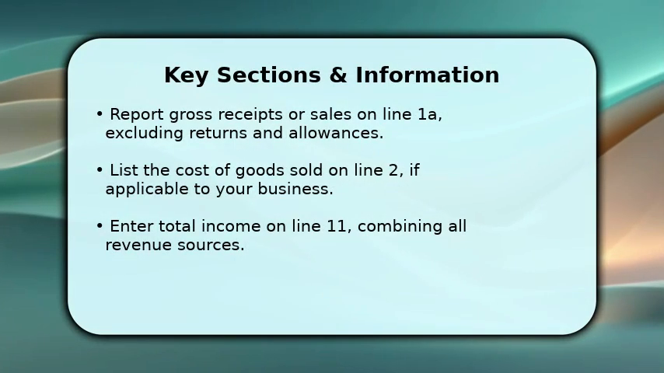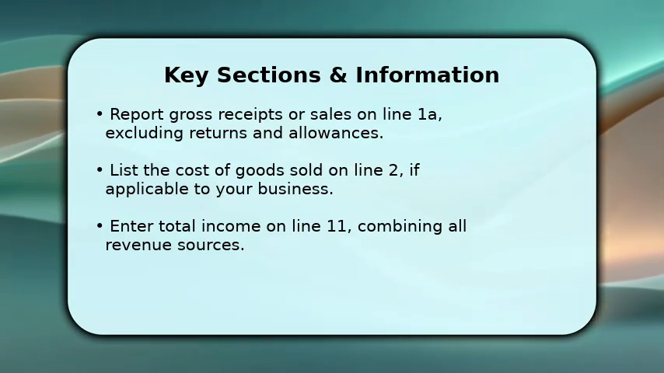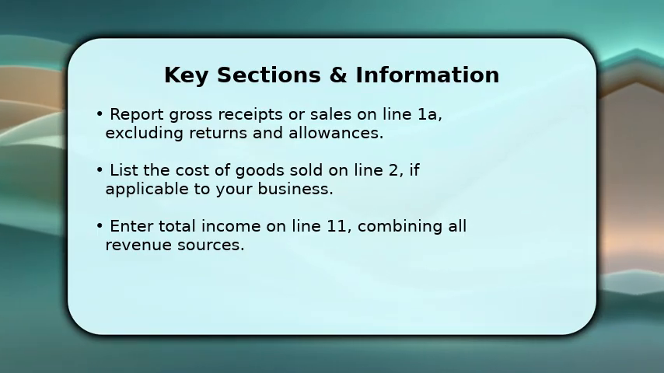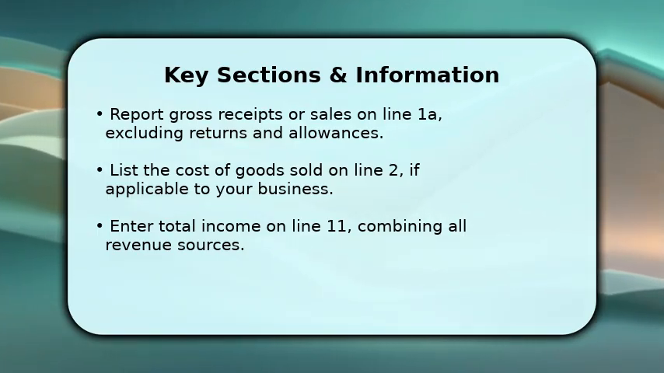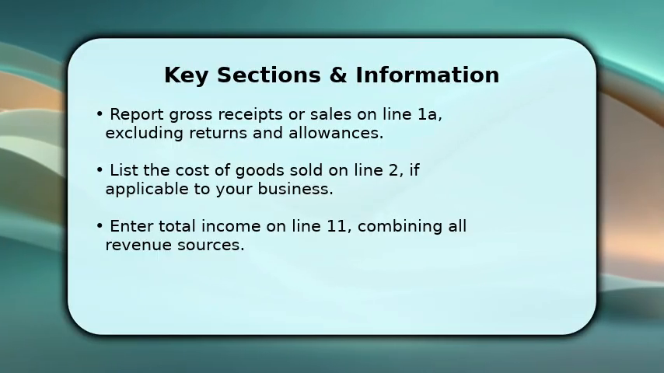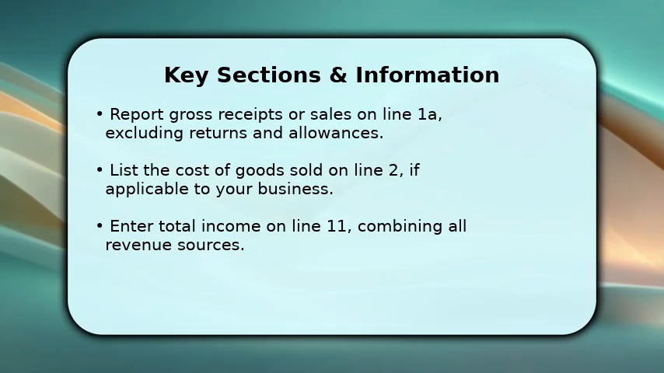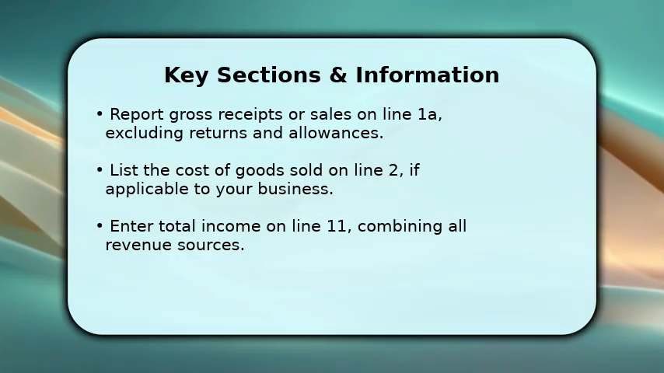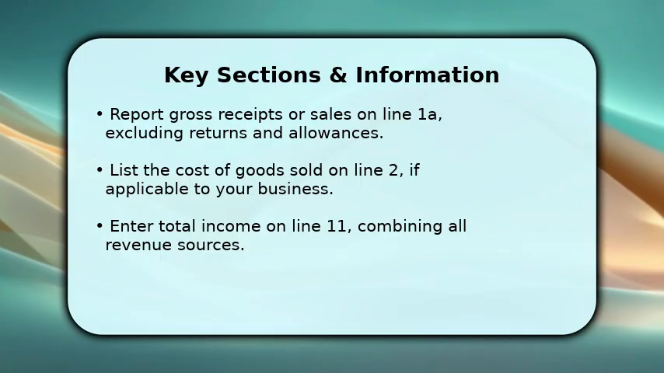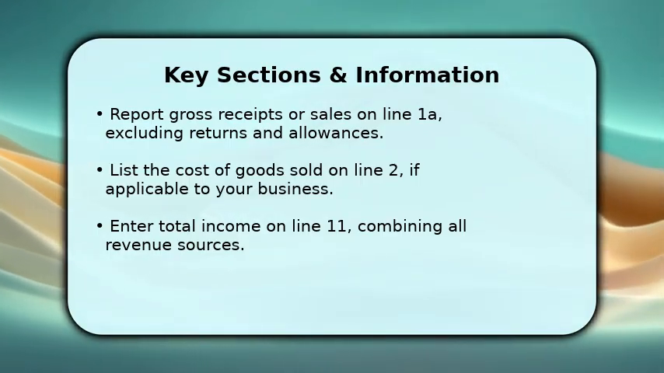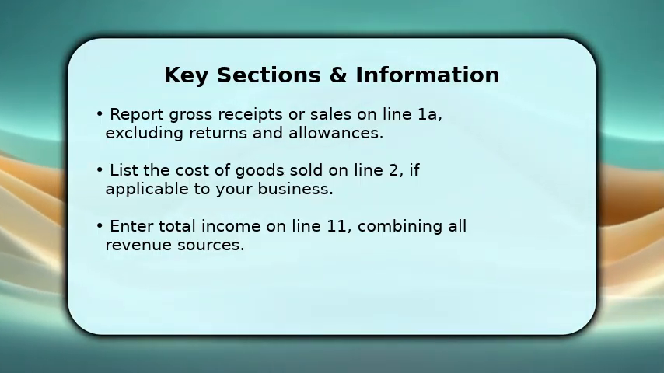Moving on to the key sections, you'll start by reporting your gross receipts or sales on line 1A, making sure to subtract any returns and allowances. If your business sells products, the cost of goods sold will go on line 2. After accounting for various income streams, you'll calculate and enter your total income on line 11. Don't forget to complete Schedule E, where you'll list all officers and their compensation, ensuring all details are accurate for proper reporting.